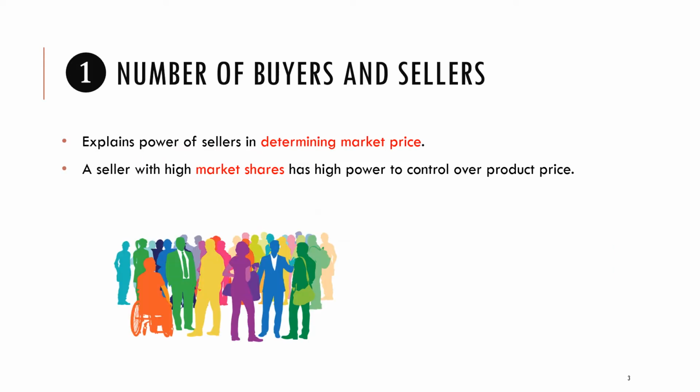The number of buyers and sellers influences the power of sellers in determining market price. A seller has high power to control product price when the seller has a high market share.